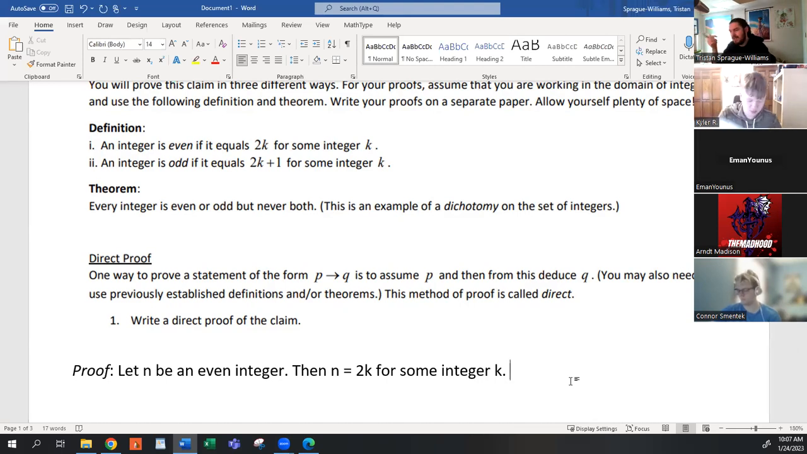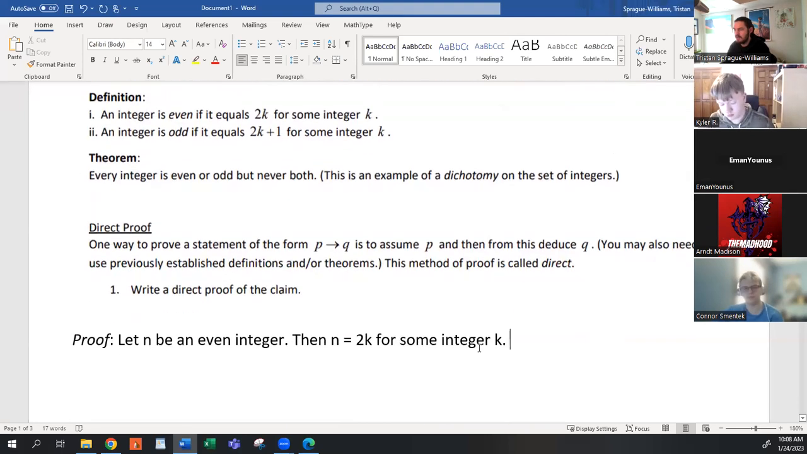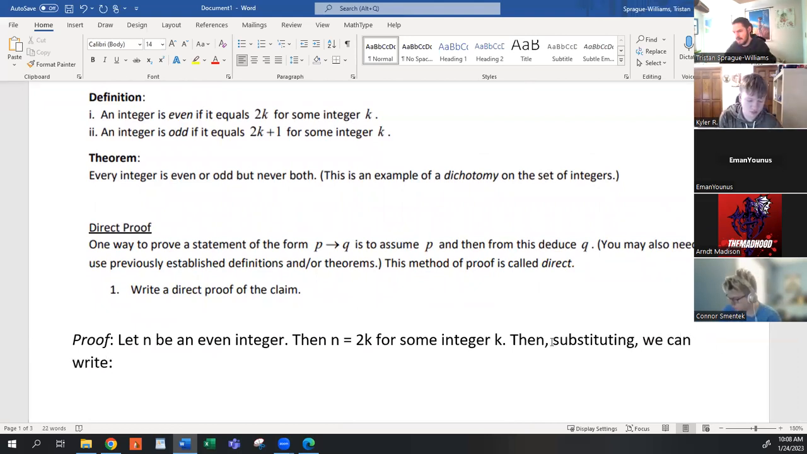And so then what we might want to do is examine the thing we're trying to conclude, right? So our goal in this proof is to be able to conclude that n squared plus 1 is an odd integer. So let's examine what that would look like.